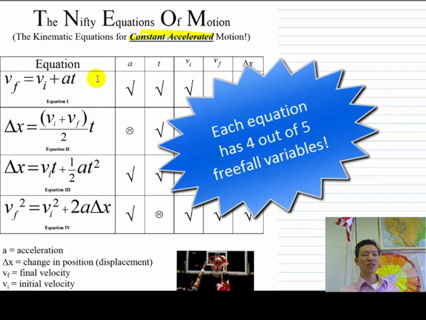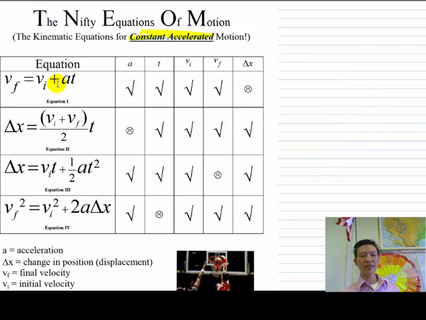So for example, in the first equation, VF equals VI plus AT, notice that it has A, it has T, it has VI, it has VF. What does the first equation not have? It is missing delta x. That's why it's got a little sad face. It's not complete.